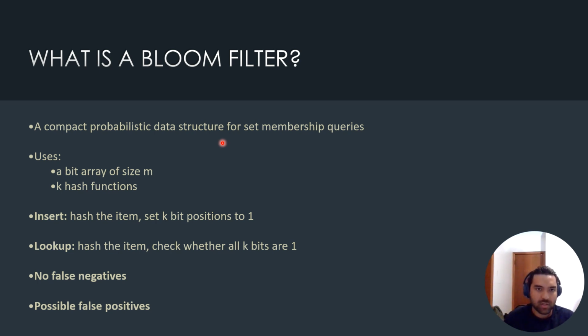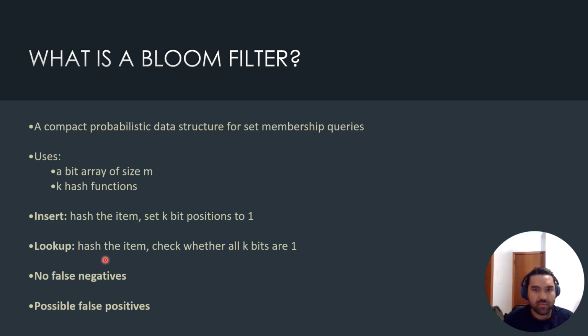the set or not? It uses two main things: a bit array of size m, where all bits start at 0, and k hash functions. To insert an element, we hash that element using all k hash functions, and each hash function gives one position in the bit array. We then set these positions to 1.